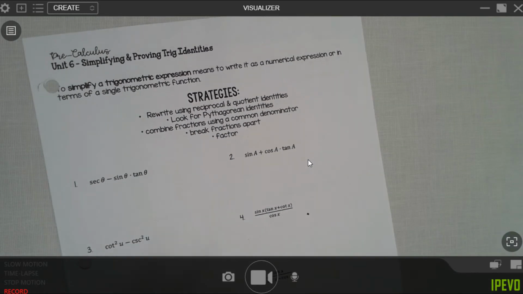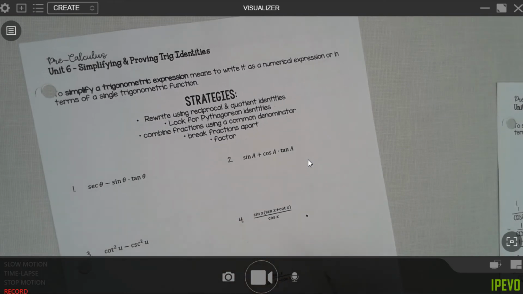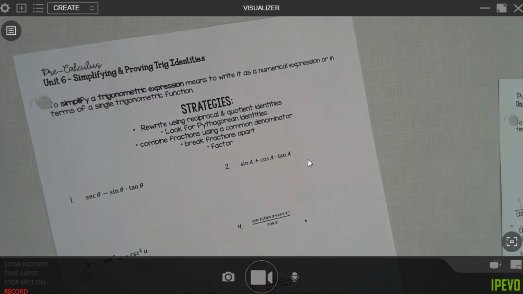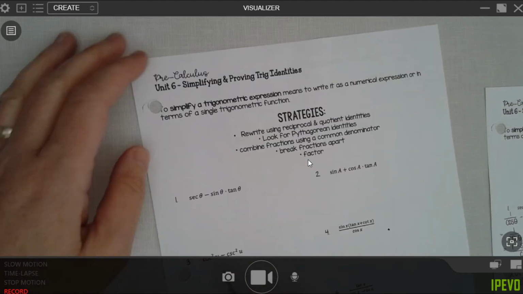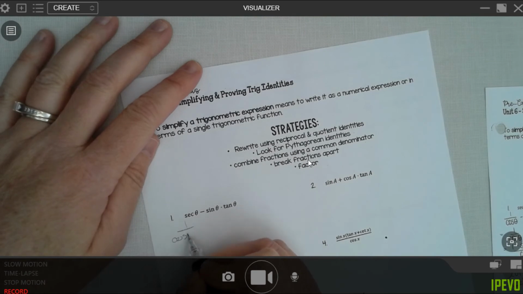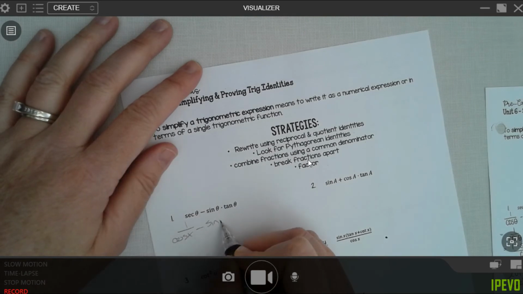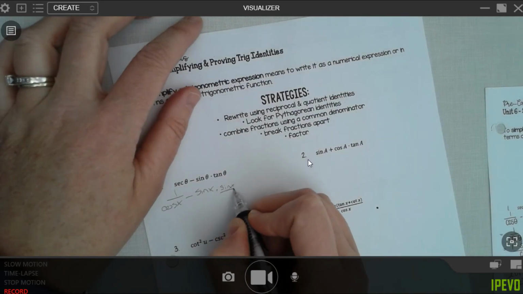Okay. So my first one right here, what I'm going to do is change them all to sines and cosines, and I do that a lot first. If there's no squares, I always change to sines and cosines first. So like down here, there's a square, so I won't do that first. So down here, secant is 1 over cosine of x minus, and I'm going to change thetas to x because I hate thetas, times sine x over cosine of x.